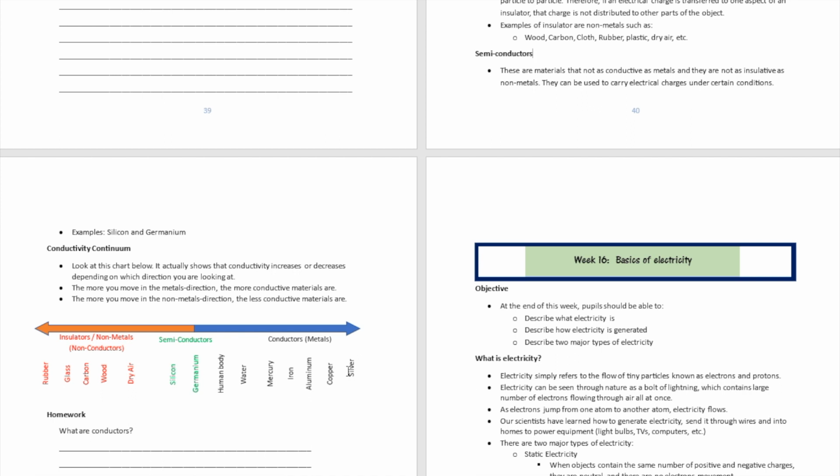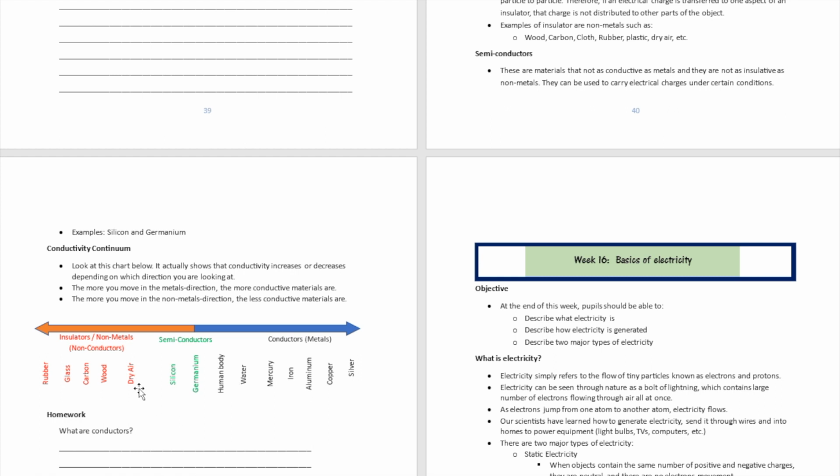After the human body, there's going to be water. After water, it's going to be mercury. And then iron, aluminum, copper, and silver. Silver is the most conductive of the metals we can see on the chart. Copper is more conductive than aluminum, aluminum is more conductive than iron, and iron is more conductive than mercury. And the rest goes like that.